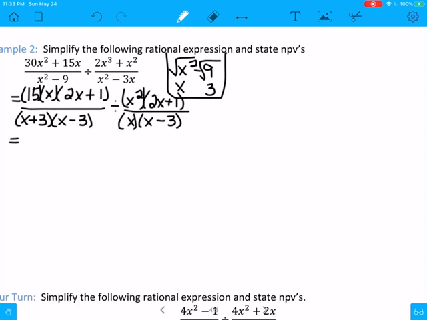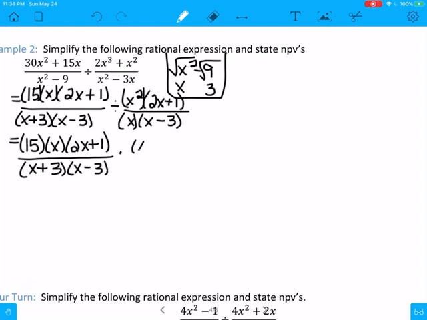Then I can flip it. So I'm going to get 15x, 2x plus 1. The only part I don't state NPVs for is this top left when it's division. And then I get x plus 3, x minus 3, times x minus 3 over x squared, 2x plus 1.